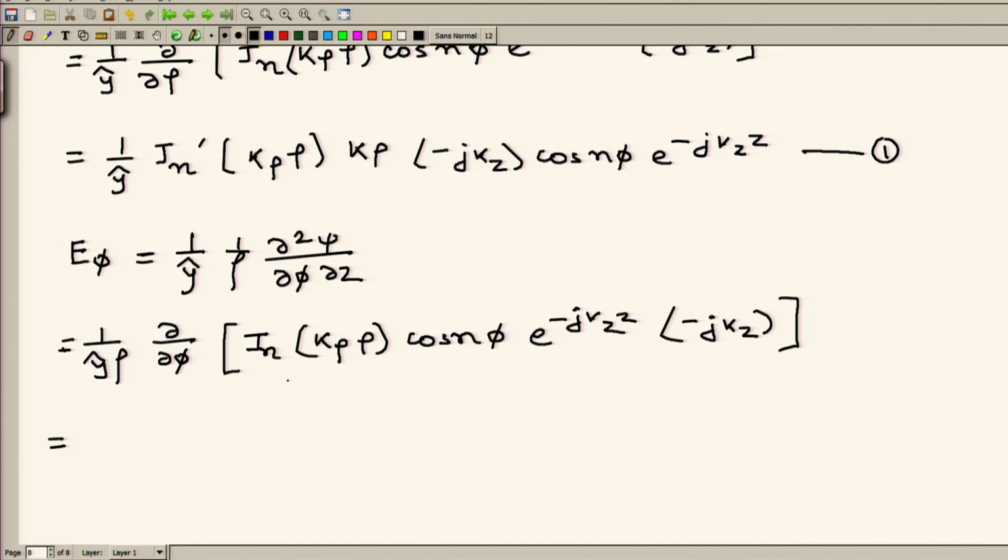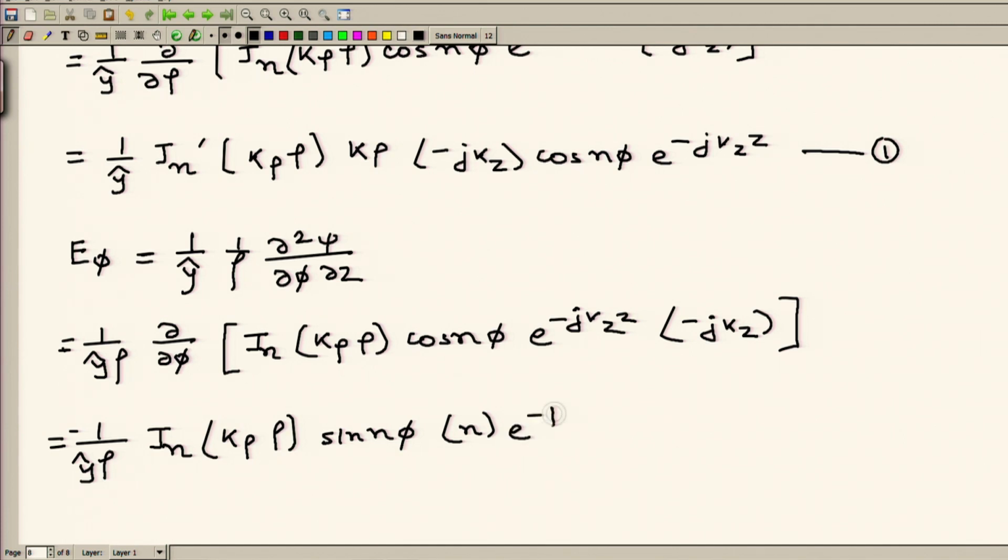Now, with respect to phi we need to differentiate. So, we will have 1 upon y cap rho, Jn k rho. Differentiating cos n phi, it will be minus of sin of n phi, n e to the power minus j k z z, minus of j k z. This is equation number 2.